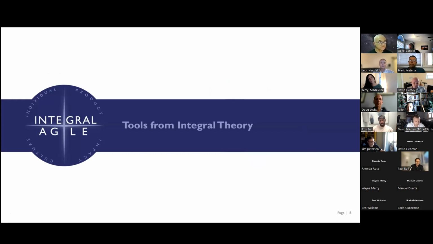Because I do come from Integral Agile, and we have been using this thing called integral theory to augment our approach to Agile, I'm going to give you a brief detour into what integral theory is. I'm going to show you some of the tools from integral theory that you're going to be able to take from this talk today and hopefully use in your Agile efforts.